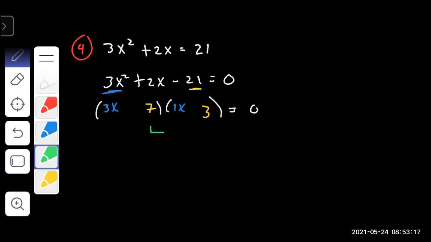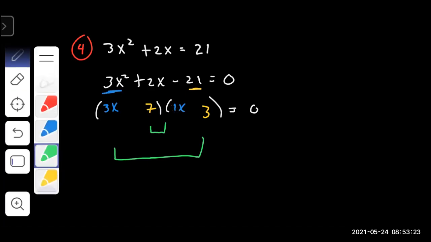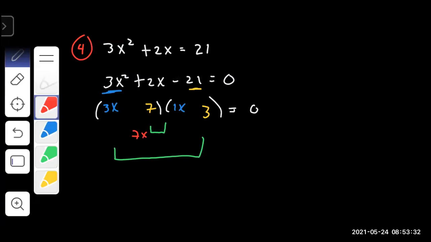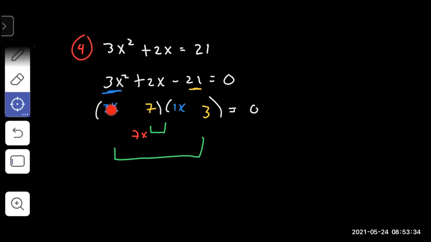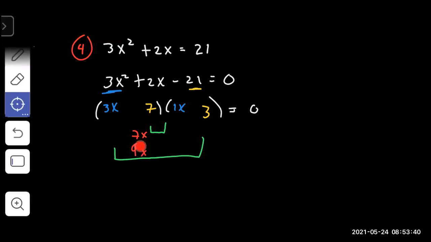So how do we check that? This and this, the inners and the outers, just to check them. 7 times 1x is what, guys? 7x. Oh, sorry, I was going to write 21. I don't know what I was thinking. And 3 times 3. 9. 9x. Having these two quantities, 7 and 9, it is possible to get 2x, guys, positive 2x.